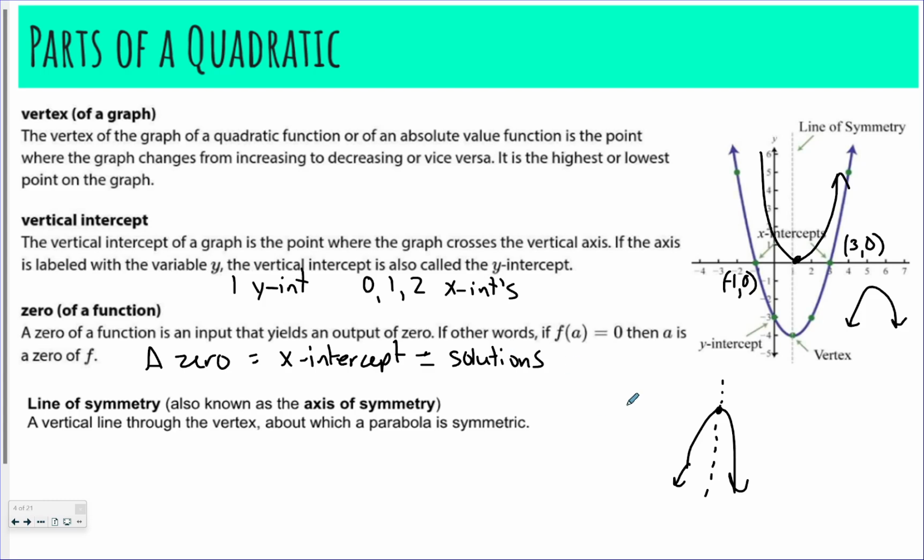Also, x-intercept basically references the graph, and it implies that we're looking at the graph. Zero, or solutions, implies that we're looking more at the algebra, like solving to find the answer that gives a 0. So just keep in mind that you will see all of these, and they will all be interchangeable.